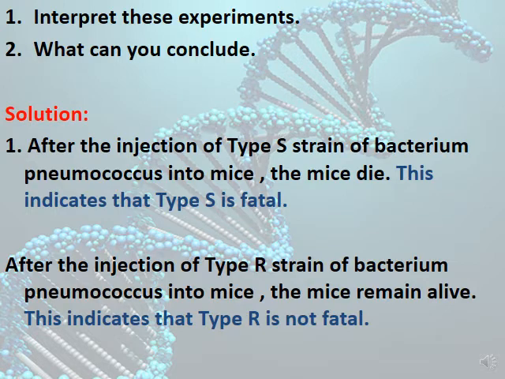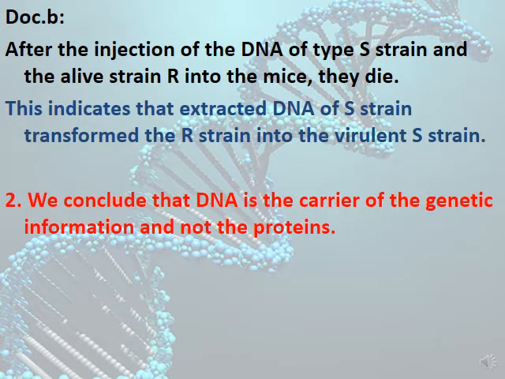This indicates that the type S is fatal, while after the injection of the type R strain of bacterium Pneumococci into mice, the mice remain alive. So this indicates that the type R is not fatal, since it doesn't cause death. Document B, we inject the DNA of the type S strain and the alive strain R, rough strain. The mice die, even though the R is not fatal, it doesn't cause death, but we have the DNA of S. So what does this indicate?